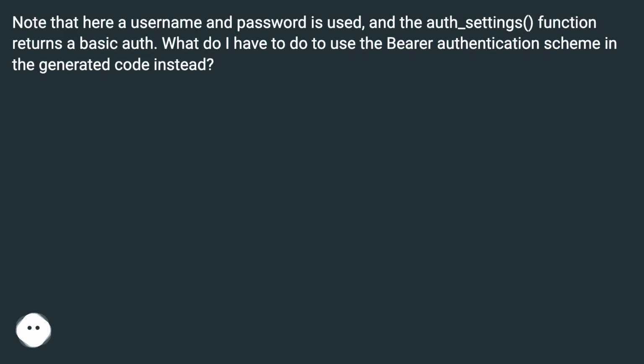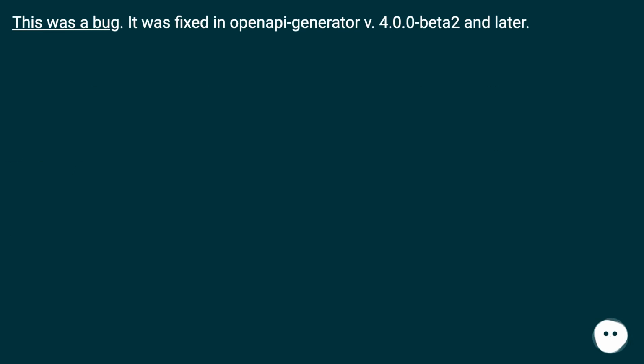Note that here a username and password is used, and the auth_settings function returns a basic auth. What do I have to do to use the bearer authentication scheme in the generated code instead? This was a bug. It was fixed in OpenAPI Generator v4.0.0 Beta 2 and later.